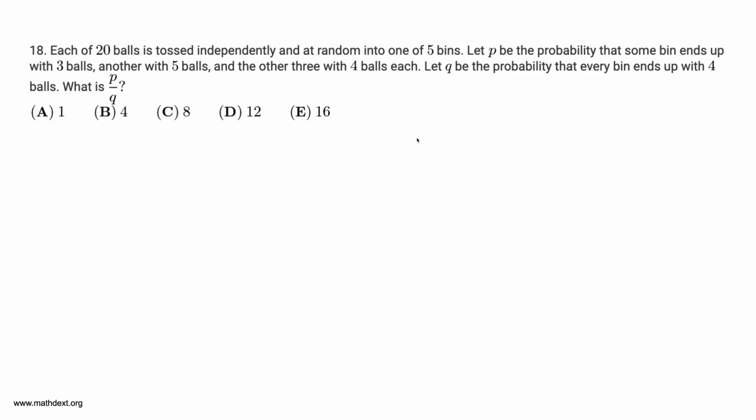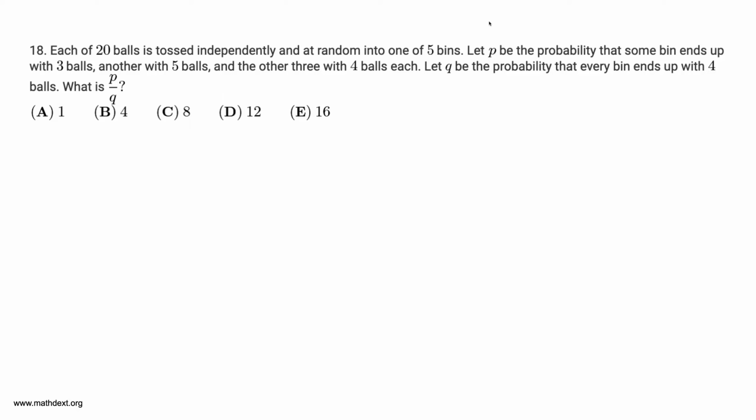Each of 20 balls is tossed independently and at random into one of 5 bins. Let P be the probability that some bin ends up with 3 balls, another with 5 balls, and other 3 with 4 balls each. Let Q be the probability that every bin ends up with 4 balls. What is P over Q?